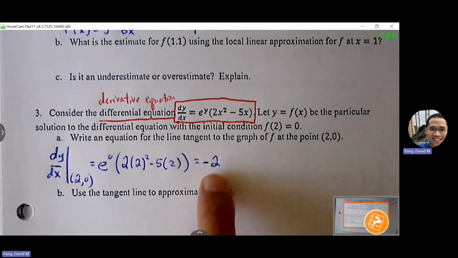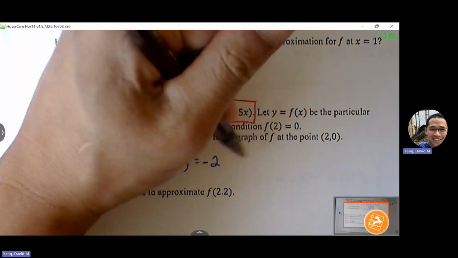Okay, so what is this? This is the what? Slope. Okay, so we have our ordered pair, we have our slope. Let's build our tangent line equation.